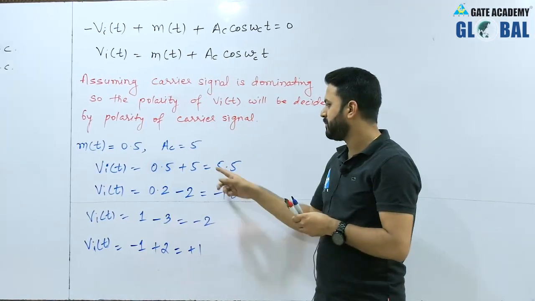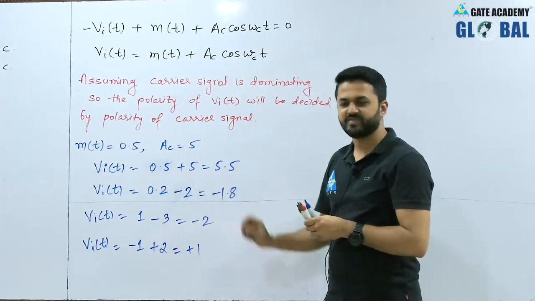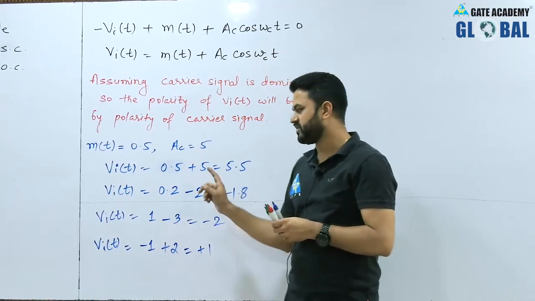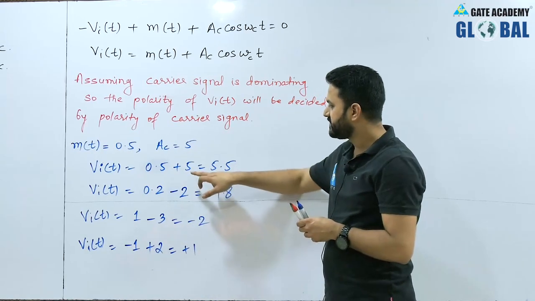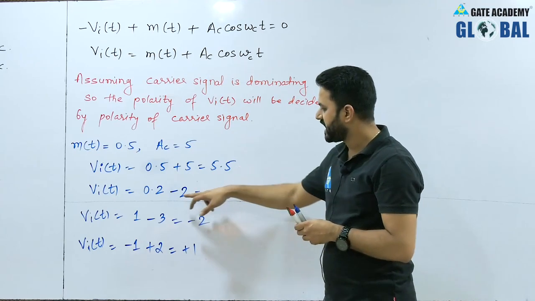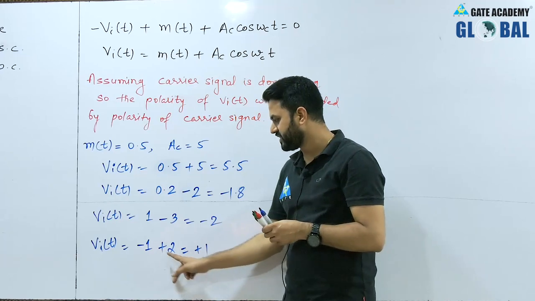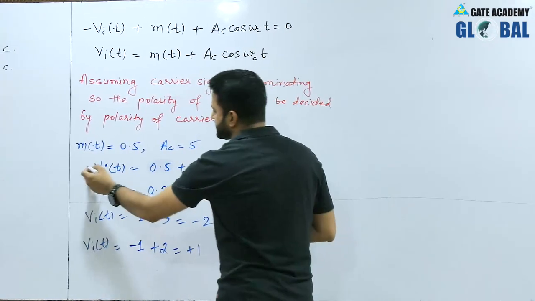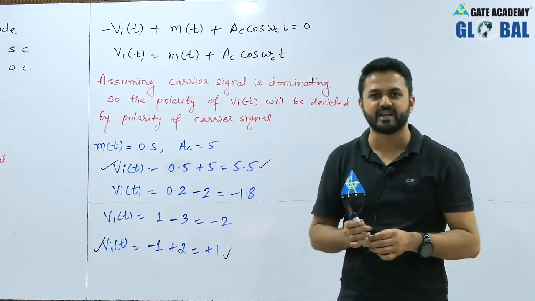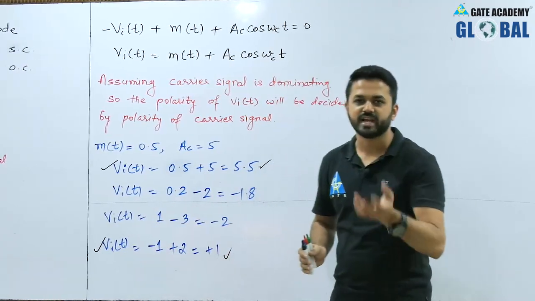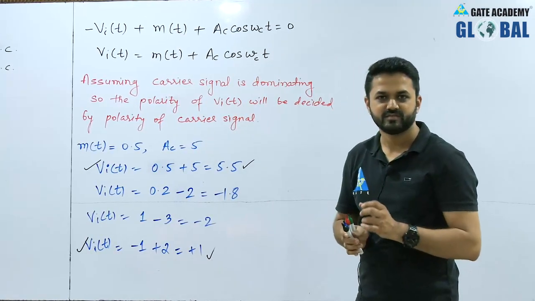So what you observe is that the amplitude of the carrier signal is always greater than the amplitude of the message signal. This is 0.5, this is 5, in terms of magnitude I am saying. So the polarity is decided according to the carrier signal. If the carrier amplitude is positive, then the polarity of V_i(t) is positive. If the carrier amplitude is negative, as in these two cases, the polarity of V_i(t) is negative. In these two cases the carrier polarity is positive and we get V_i(t) positive; in the other two cases the carrier amplitude is negative and V_i(t) is also negative. It means that the polarity of the input to the diode is decided by the carrier signal only.